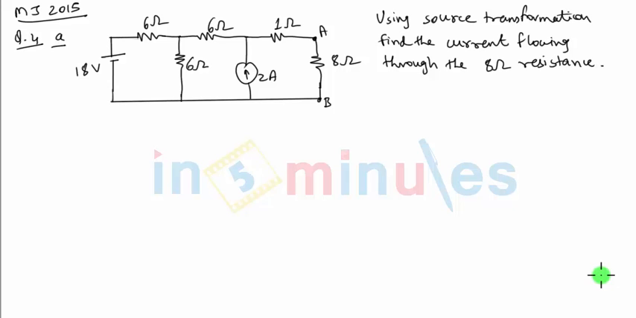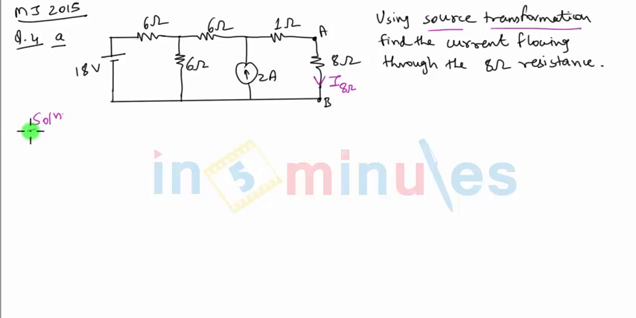In this video clip, we will discuss a question from May June 2015 paper. The question is based on source transformation. The question says, using source transformation, find the current flowing through the 8 ohm resistance. This is my 8 ohm resistance through which we have to find out the current. So let us mark this current, call it I8 ohm. That's the current through 8 ohm resistance. But please remember that we have to use source transformation, which is specifically mentioned in the question. So let's solve this particular question.